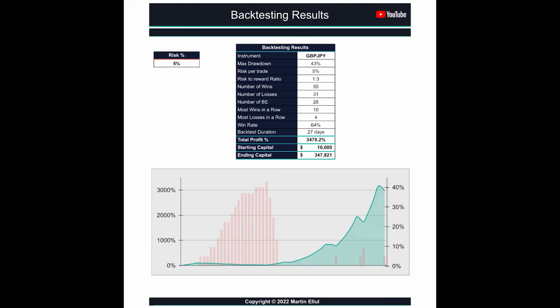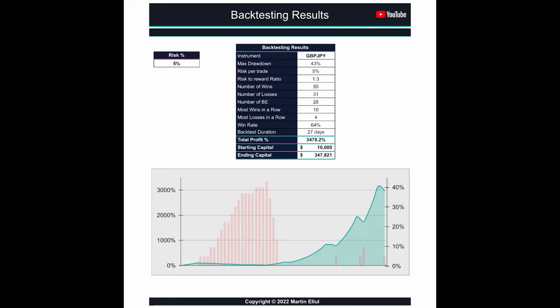So the total profit is actually pretty enormous at 3,478.2%. If you had started with $10,000, you would have ended up with $347,821. So of course, this is pretty mind-blowing. But this is due to the fact that we were risking 5% per trade, and obviously if you take 4 losses in a row, you're down slightly less than 20%.